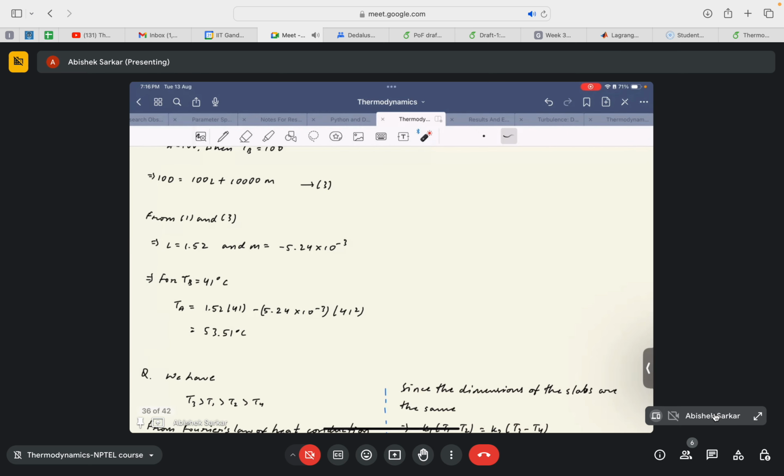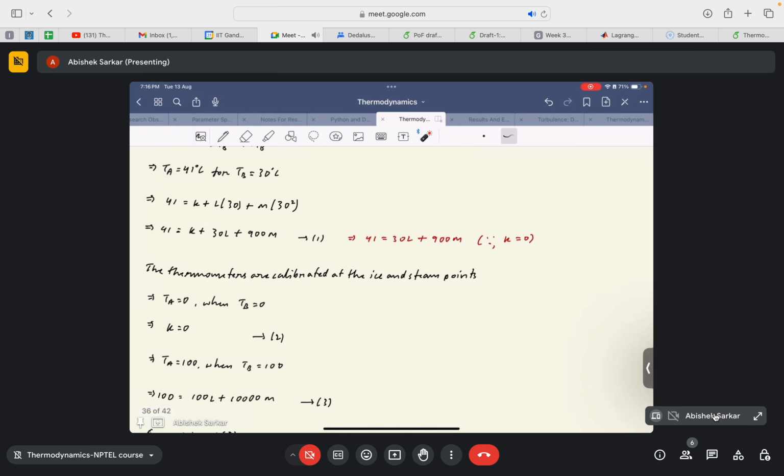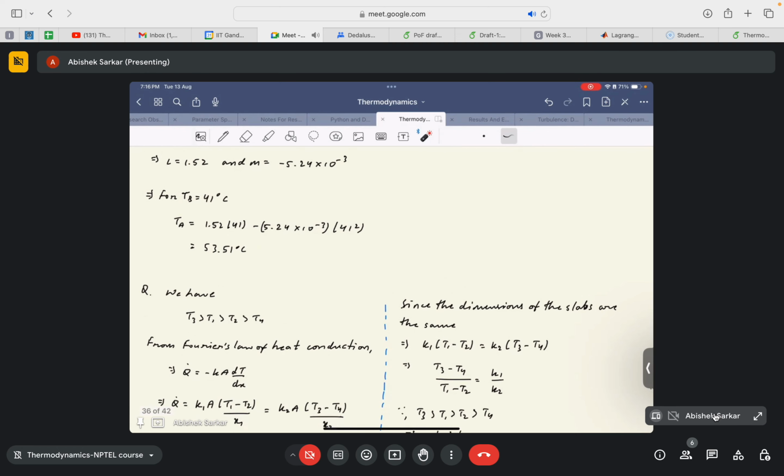Once you do that, you substitute the values of L and M in this equation, and the value of TB, which is equal to 41 degrees Celsius. Then you get TA is equal to 53.51 degrees Celsius. So that's what we need to do. Note it's 41 square, not 412. So let's go to the next question.